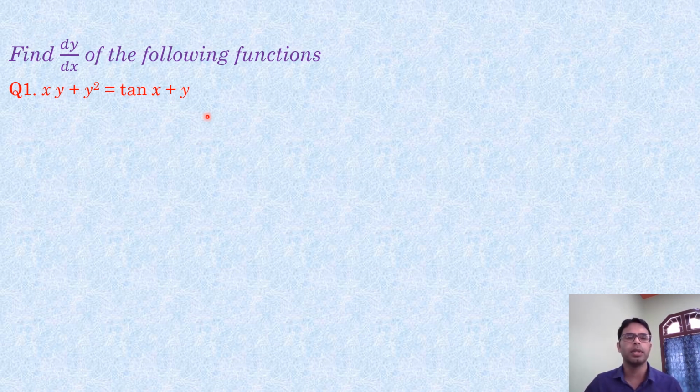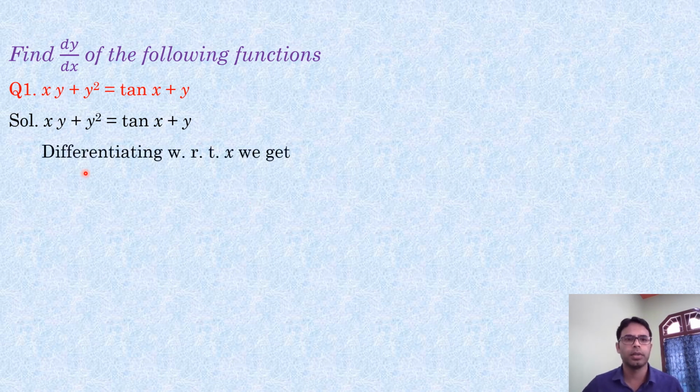So the process was how to differentiate an implicit function. You directly differentiate this function with respect to either x or y. In general we differentiate with respect to x. So you should write this line, differentiating with respect to x. This is compulsory. When you are differentiating an implicit function, you have to write this line.